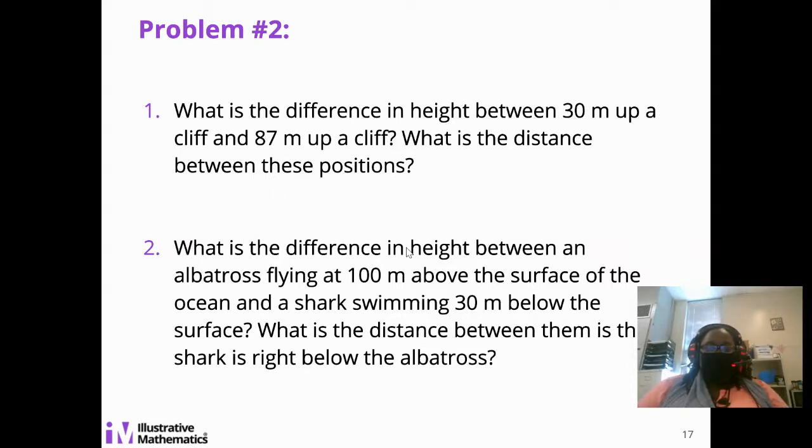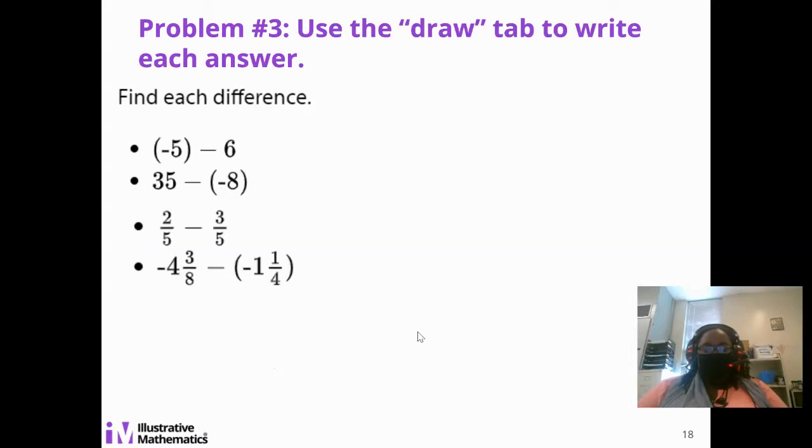Then question 2, it says, what is the difference in height between the albatross flying at 100 meters? Remember to say above, so we're going positive. And then the shark is swimming 30 meters below, so it should be negative. They're asking for the distance between the shark and the albatross. Remember, you're going to take the absolute value and subtract these two. This one's pretty straightforward.